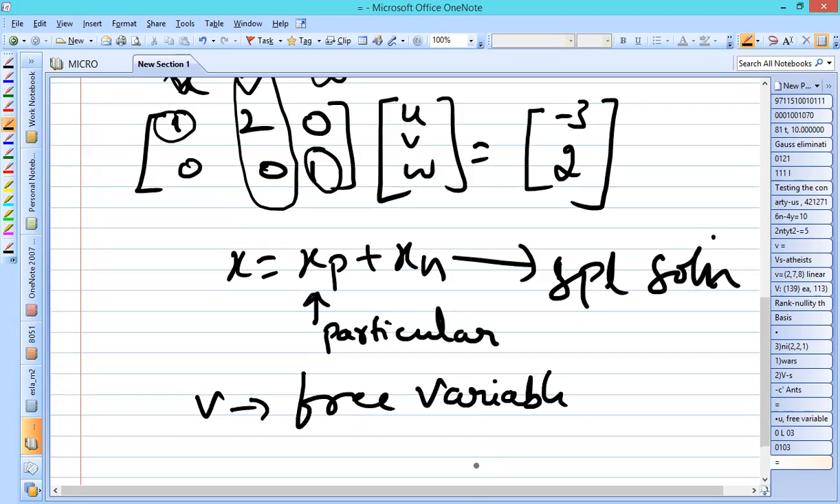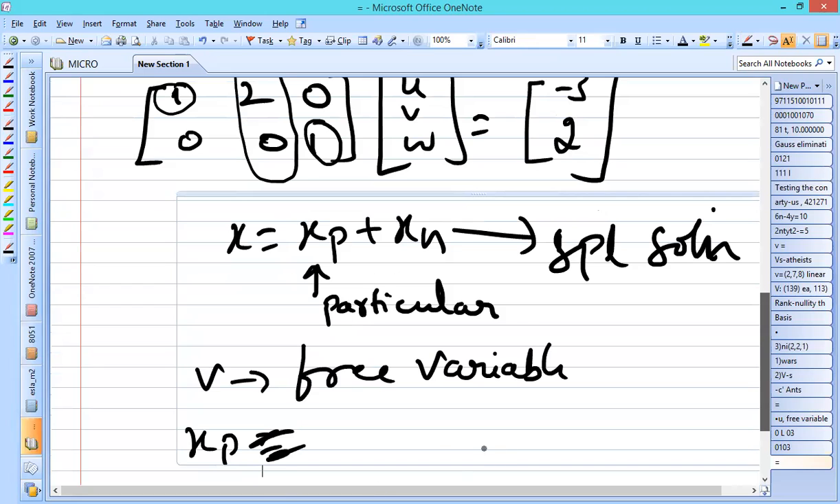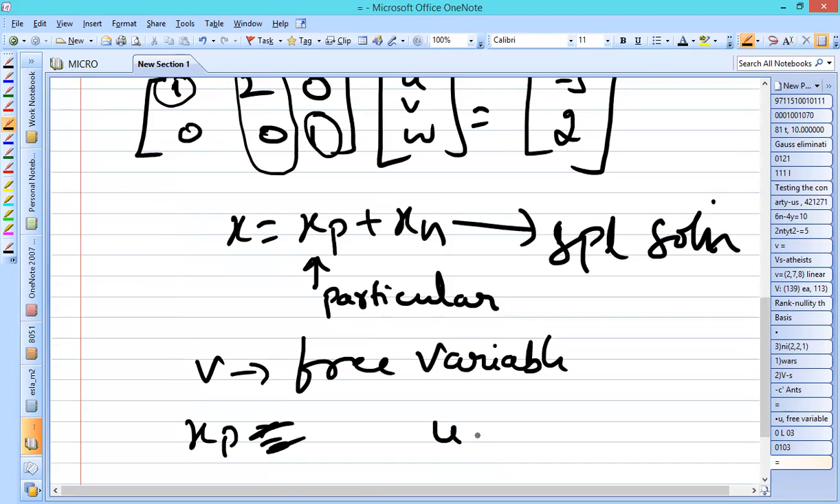After that, first we'll write the particular solution. In order to write it, we can consider the same matrix that we have here. If we multiply the first row elements of matrix A with UVW, it results in 1 into U is U, plus 2 into V is 2V, plus 0 into W is 0, which is equal to minus 3. And in the second row, we get W is equal to 2.